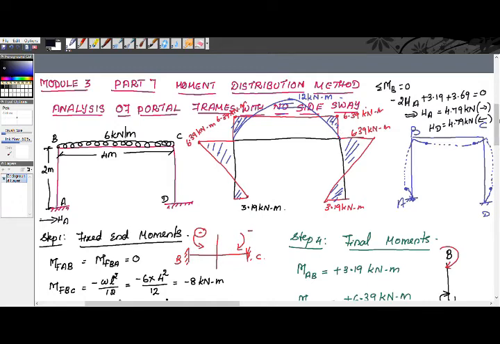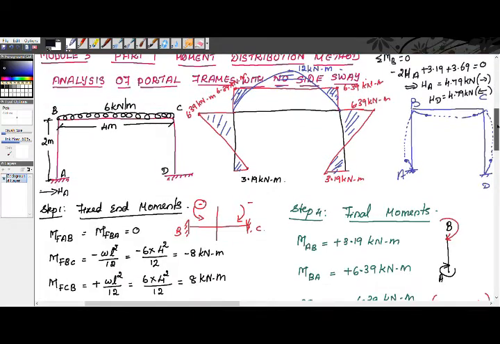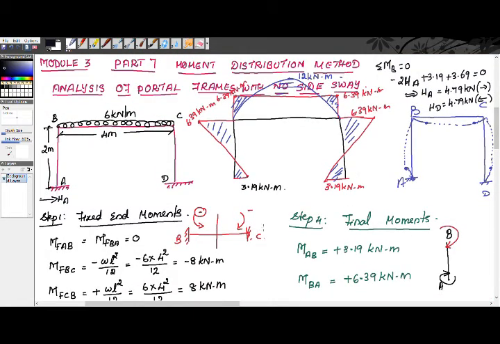So that's all. We have analyzed a single story, single bay portal frame with no side sway. So we will see one more problem with a two-story portal frame, how to analyze a two-story portal frame, in the next class. Thank you.